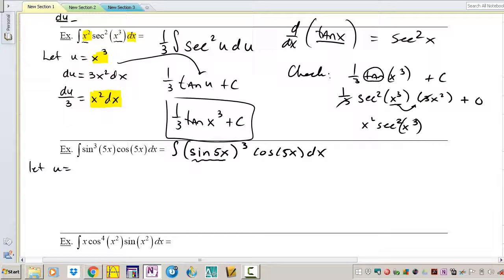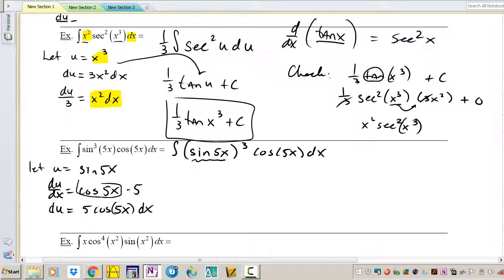So let's go ahead and try this. Let u equal sine 5x. du dx is cosine 5x times 5. And I do have a cosine. Let me go ahead and just solve for du. 5 cosine 5x dx. And it seems like I do have a cosine 5x and a dx, they're right there. The 5 is extra, but we know that if it's a constant, it's no biggie. So let's go ahead and divide it out. Cosine 5x dx.